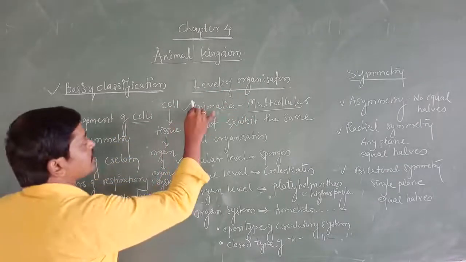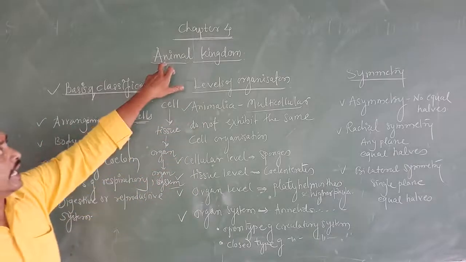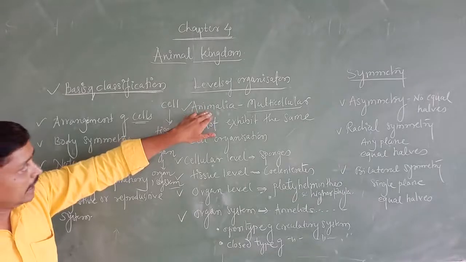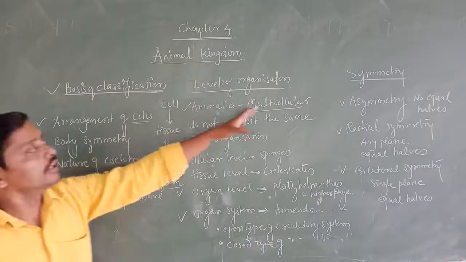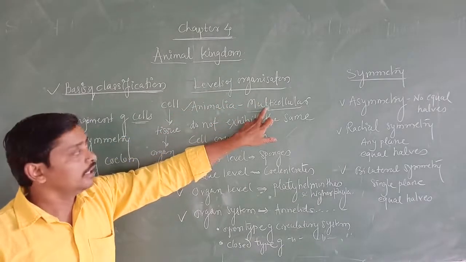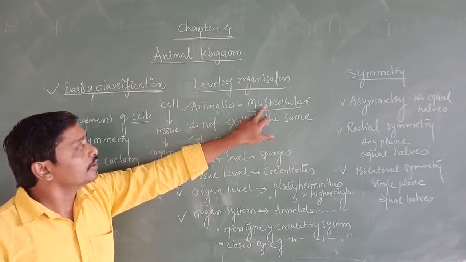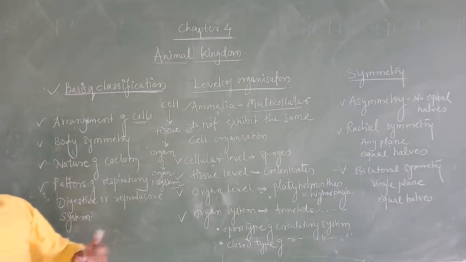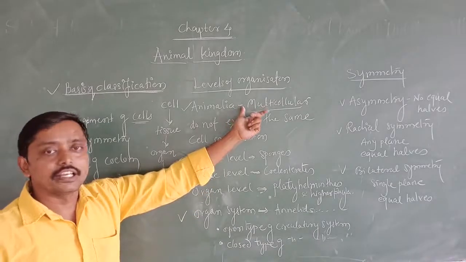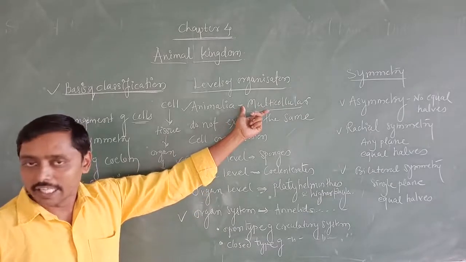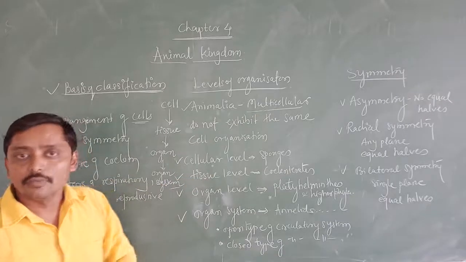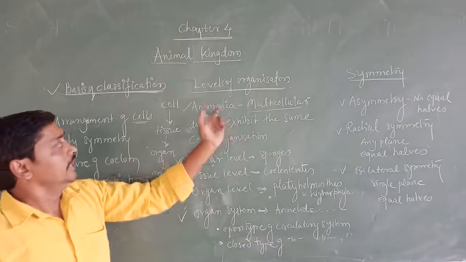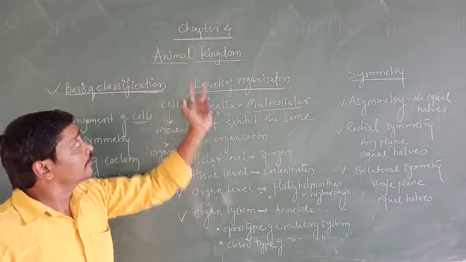Here I first wrote on the board the animal kingdom. Animalia is a kingdom, and under the Animalia kingdom all the organisms are multicellular. We studied in lower organisms unicellular and multicellular. Unicellular means single-celled, multicellular means many-celled. If you compare with your Kannada book, here Animalia is a kingdom.